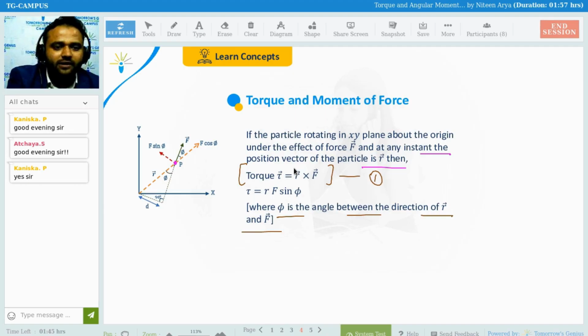As you can see, this is the force applied. This particular force has two components, F sin theta and F cos theta, and that is the R. Clear? So the perpendicular distance, or the component of force which is perpendicular to the displacement vector, in that perpendicular direction we can get the direction of a torque. Is this clear, everyone?